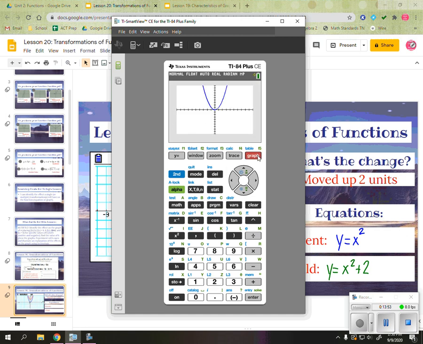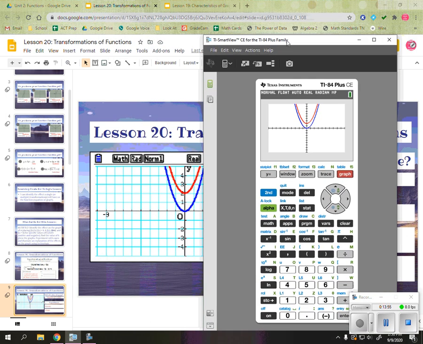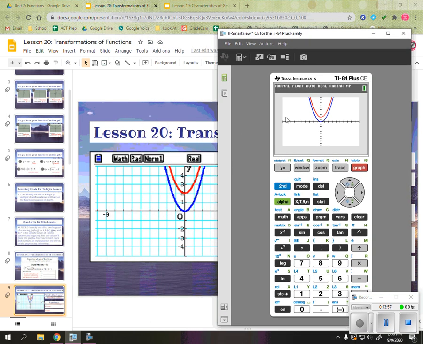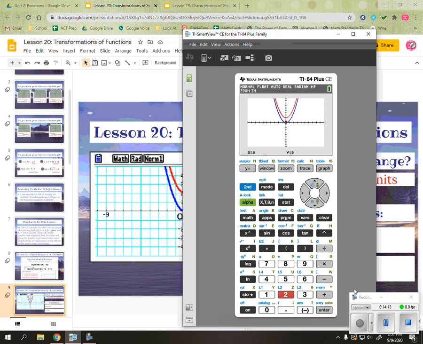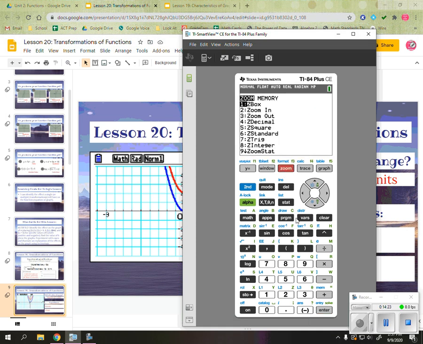So I'm going to hit graph, and there's my parent right there. And then this one has been shifted up 2 as my child, and you can definitely see that little marker for 1 in there, so we assume that it's hitting 2. And you could zoom in if you want, zoom 2, and then you have to hit enter. But you could zoom in and be able to see, yeah, it's going through 2. I'm going to hit zoom. I like zoom 6. That refocuses it.